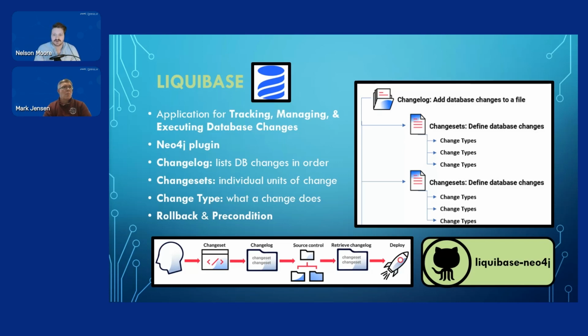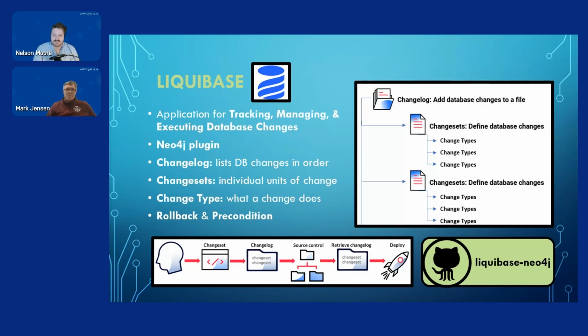Change sets by default are run in a single transaction and either all succeed or all fail, but this behavior can be configured for your individual use case. The best practice is to specify one change per change set, and the operation that's performed is called a change type, which specifies what the change does, and it corresponds to Cypher or SQL statements applied to the database.